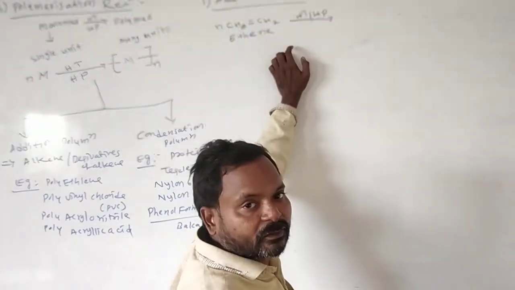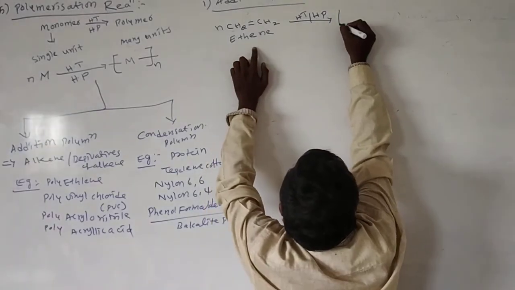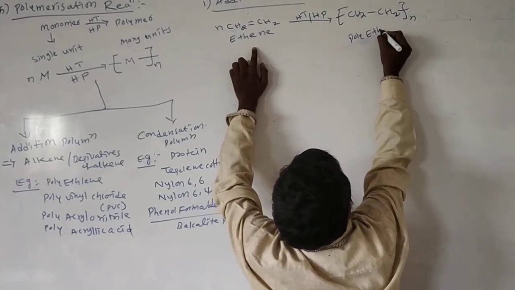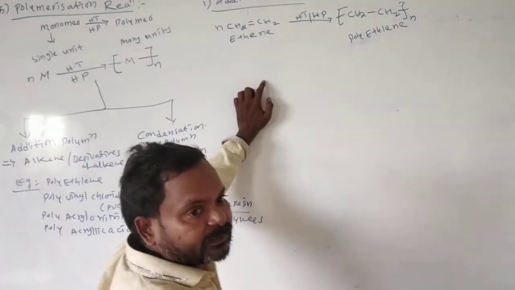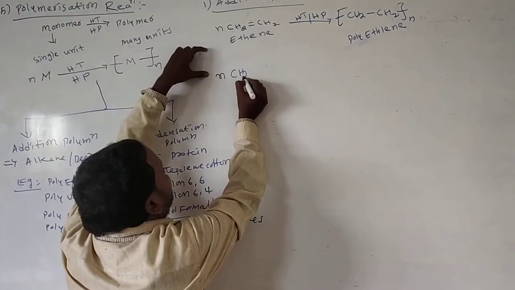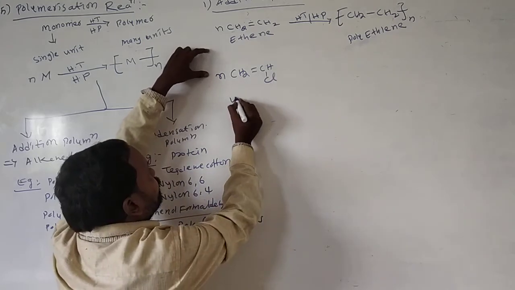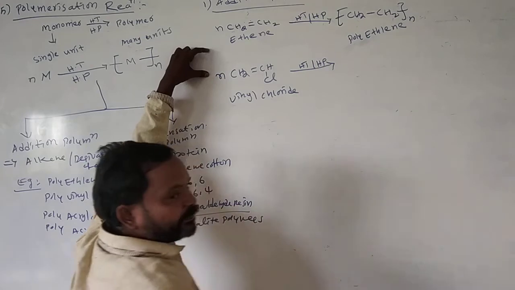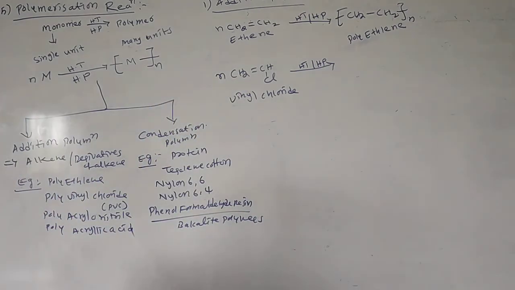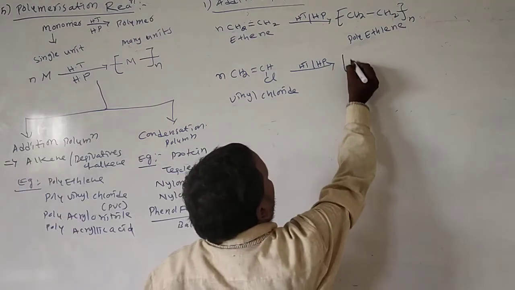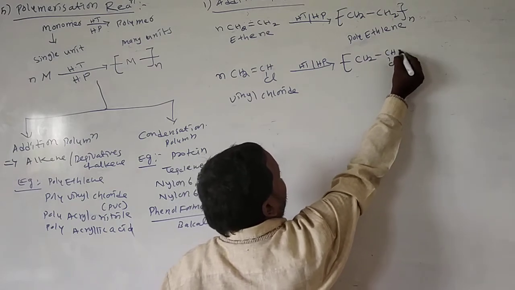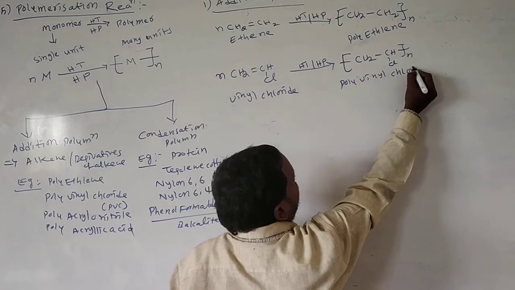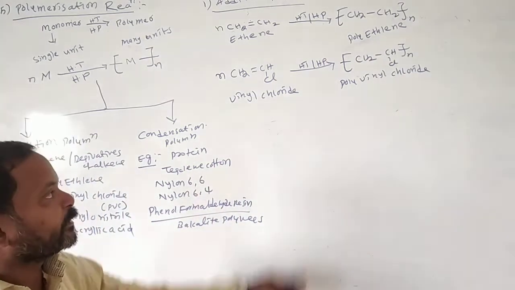Alkenes mainly involve addition reactions. One monomer is added to another monomer and forms a chain like this. This we call polyethylene. Next, you take n molecules of vinyl chloride. They react with each other at high temperature and high pressure. What do you get here? CH2-CHCl taken n times. This we call polyvinyl chloride. PVC pipes, we call them, right? That is the form of PVC.